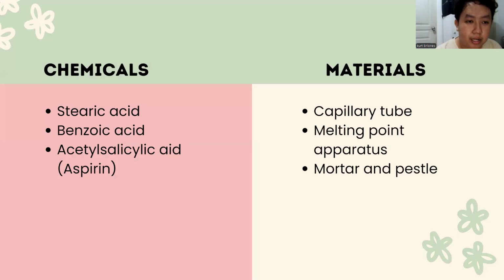So for our chemicals, we will be using stearic acid, benzoic acid, and acetylsalicylic acid or aspirin. And for materials, we will be using capillary tube, melting point apparatus, and mortar and pestle.